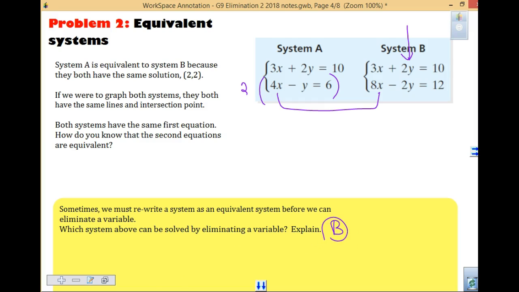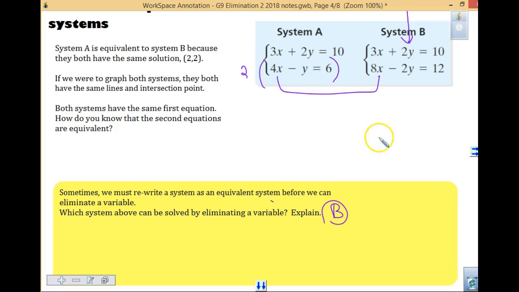Now we're going to take a look at that. We want to use B because when we add 2y minus 2y, it will eliminate our y's and give us 0, and you would solve for the x first.